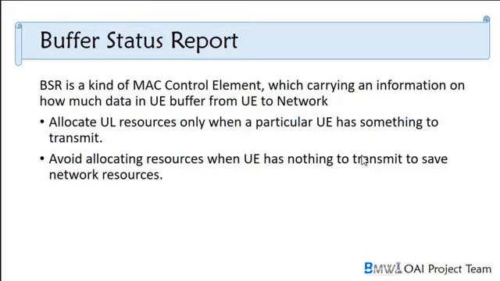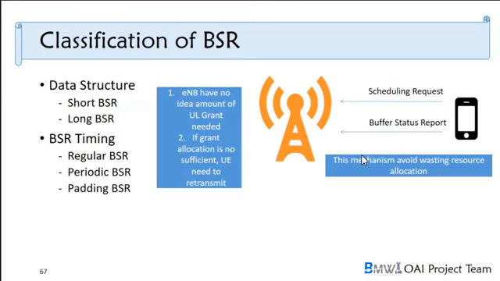So the resource allocation will be available if your UE asks the eNodeB to give a resource allocation. And this is the classification of BSR. There are two big parts. The first part is data structure. So BSR can be classified by data structure: the first is short BSR, and the second is long BSR. If the BSR is classified by timing, there are three types: regular, periodic, and padding.